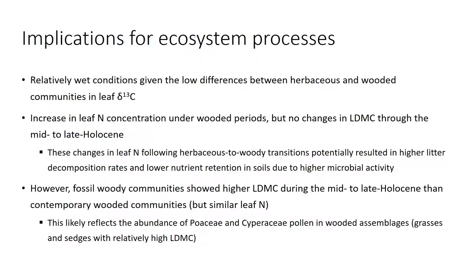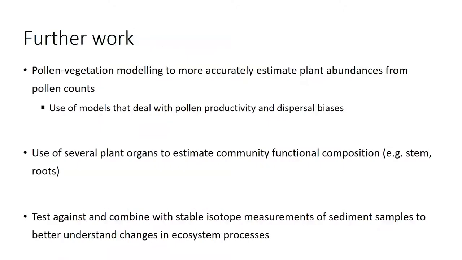The higher values we saw for the fossil woody communities compared to the present in terms of LDMC are likely reflecting the abundance of Poaceae and Cyperaceae pollen intrusion in the fossil wooded communities. So these are grasses and sedges that have relatively high values of LDMC. That's probably why we are seeing the difference there between the modern and the fossil communities. So this is just the initial stage of the work that we are doing now.